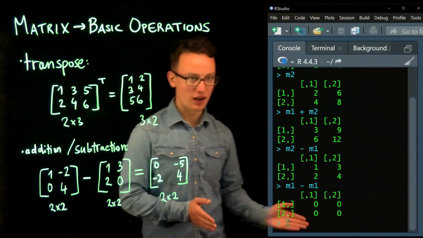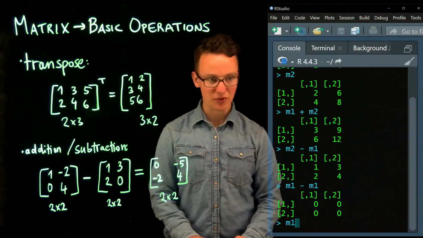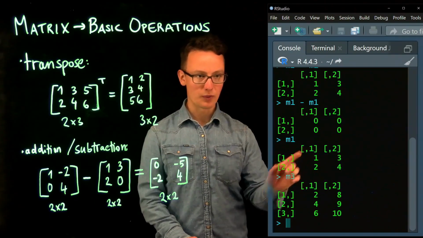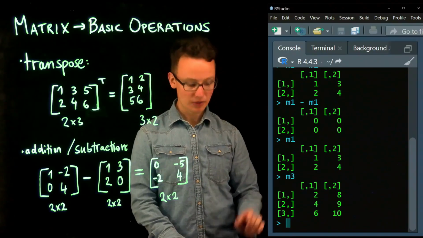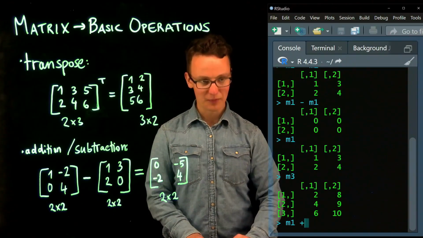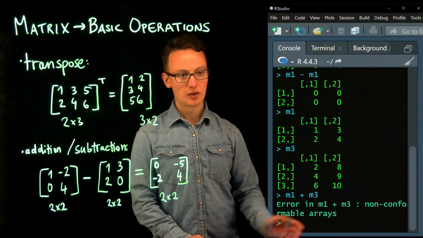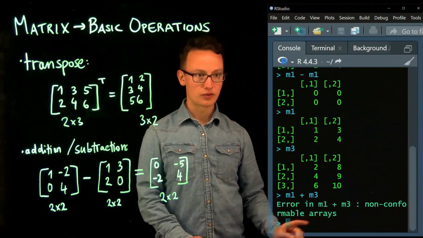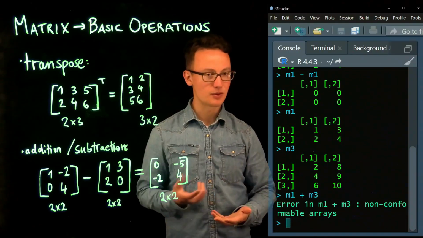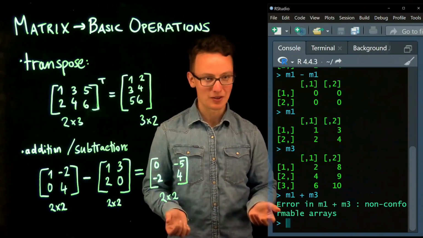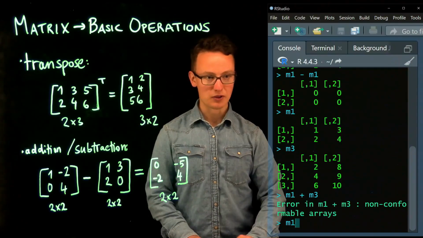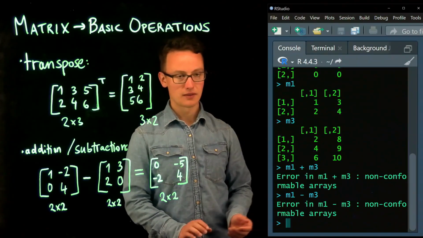We can also see this in R. If we tried, for example, to take M1 and then take M3, so M1 was a 2 by 2 and M3 was a 3 by 2. If we try to add them, just because we really want to, we would see that there's an error, right? So the error says non-conformable arrays, which basically translates to these matrices have different dimensions, so I just can't add them together. And likewise, subtraction will also fail in this case.